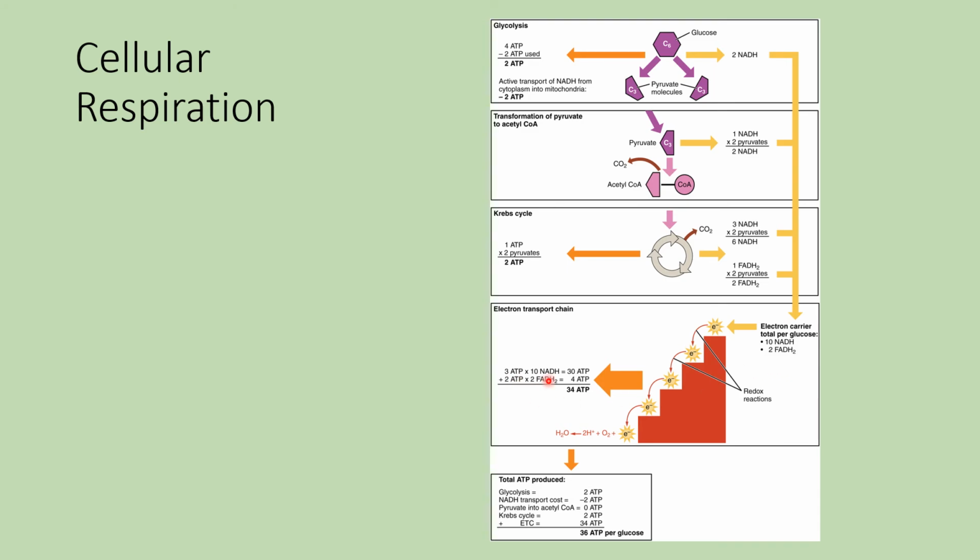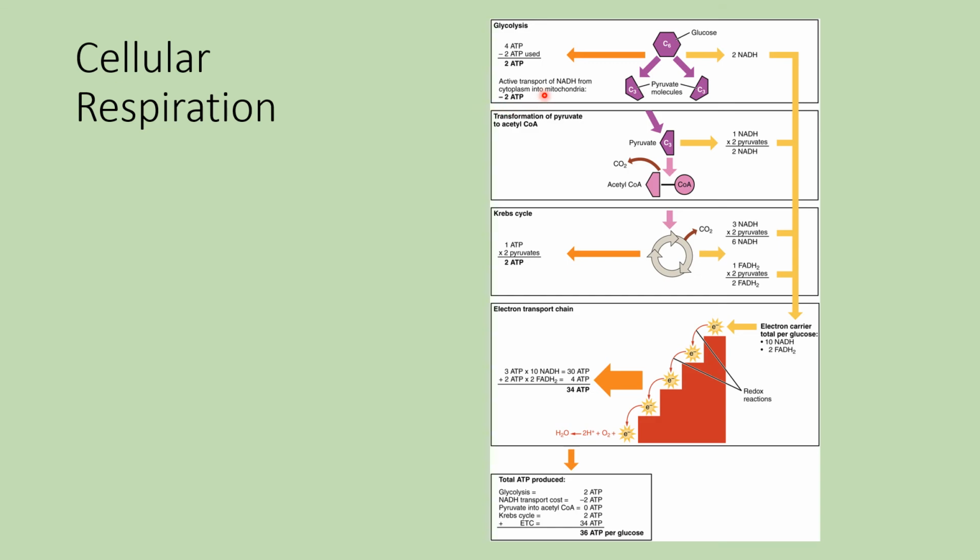So if each NADH generates 3 ATPs, that's a total of 30 ATPs, and the FADH2s generate 2 ATPs each, that's a total of 4. So that means the electron transport chain by itself, just that component, you've generated 34 ATPs. Now, you have 2 ATPs from the Krebs cycle, so that brings you to 36. And then you have 2 ATPs from glycolysis, which brings you to 38 ATPs.